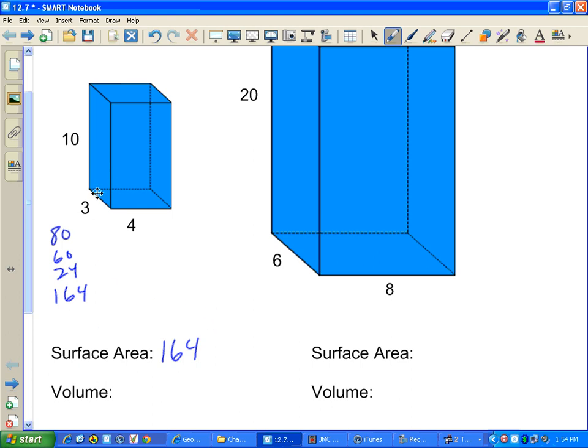Now for volume, take the area of the base, which is 12, times the height, which is 10, and I get a volume of 120.